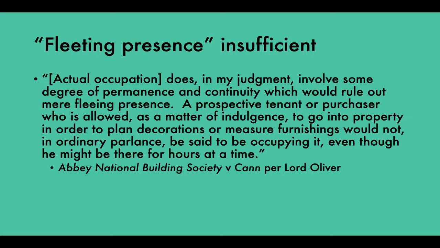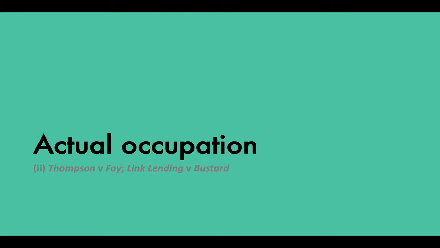So really there needs to be some sort of permanence to the occupation for the court to find that there is actual occupation. You can't just have a fleeting presence at the property. So this leads us on to two really important cases, Thompson and Foy and Link Lending and Bustard. And I urge you to read them because they have altered our understanding of actual occupation. These are very, very key cases, and I'm going to talk about each of them in turn.